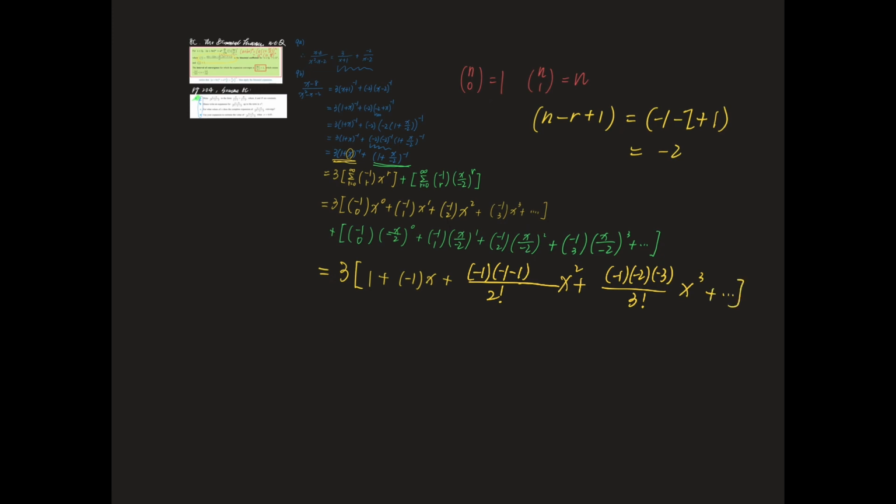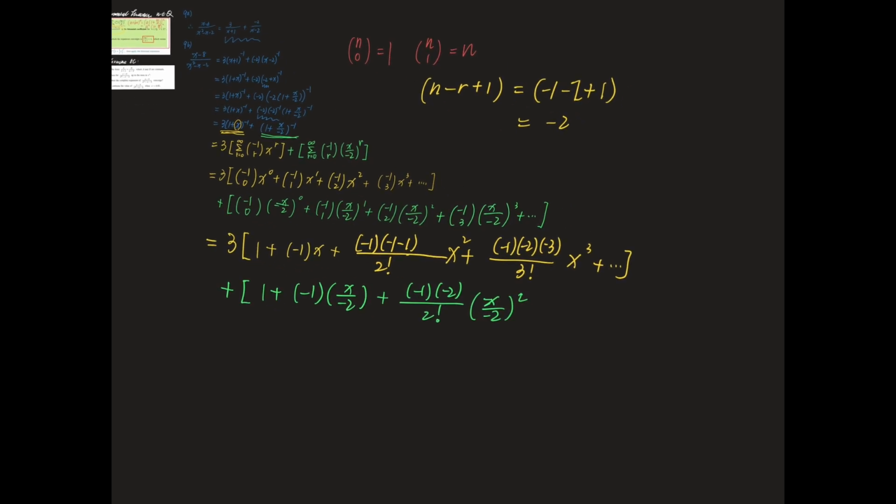Okay, and the same thing for the green section. I'll just do it quickly here. -1 times, and then plus -1 times -2, 2 factorial, x divided by -2 to the power 2, and then plus -1 times -2 times -3, 3 factorial, x over -2, power 3, plus the dots, and then brackets.